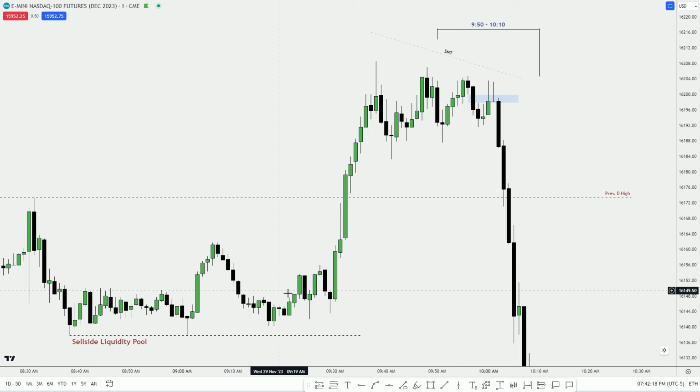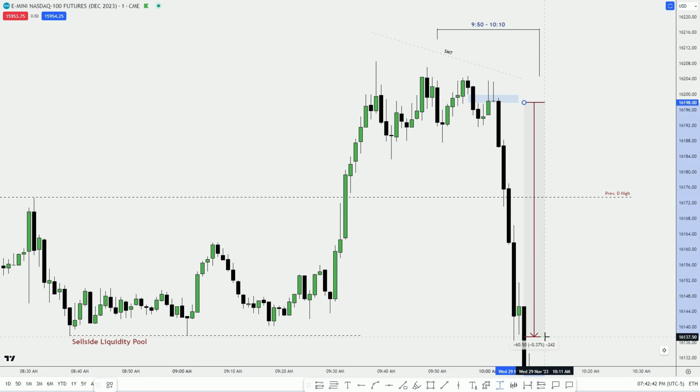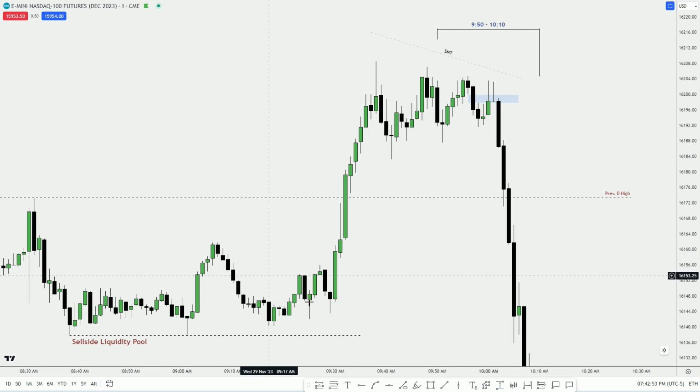So in this example here, we have a sell side liquidity pool, and this is the 9:50 to 10:10 macro. There's SMT with ES, and in between this window, you have inefficiency to liquidity after taking previous day high. It's that simple. It's inefficiency to liquidity, and we can check how much handles it has to offer you. Okay, 60 points. And let's see what the stop loss would have been. 10. That's really good R right there. Depending on how you control your risk, that's really good. So 9:50 to 10:10 macro.